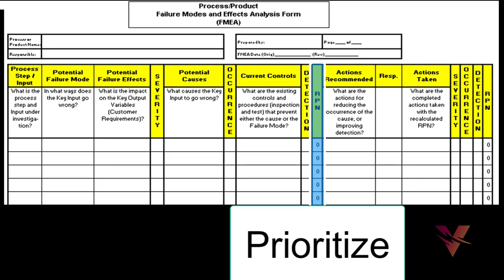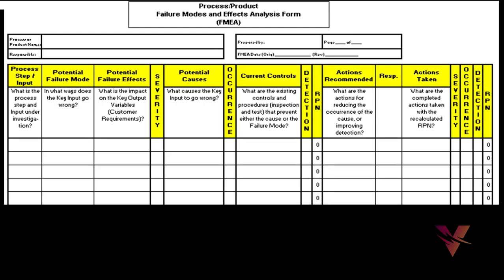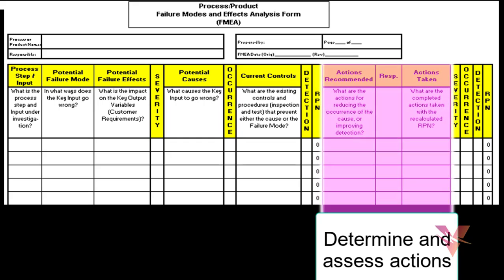Okay, so once we have calculated the risk priority number, we will determine what are the potential actions that can be taken to overcome this failure. So that will be in the fourth section, that is determine and assess action. So under this section we will be having actions recommended, responsibilities and finally actions taken.